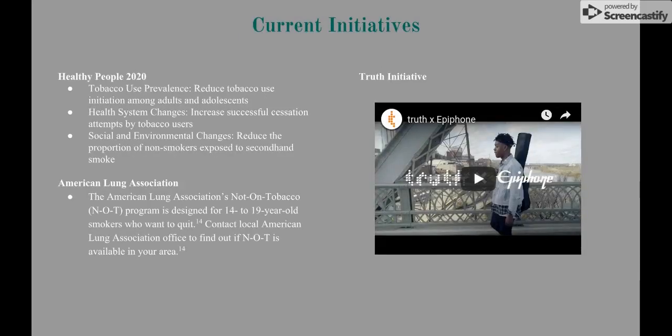Current initiatives. Healthy People 2020 had three key points. Tobacco use prevalence reduces the tobacco use initiation among adults and adolescents. Health system changes increase successful cessation attempts by tobacco users. Social and environmental changes reduce the proportion of non-smokers exposed to secondhand smoke.